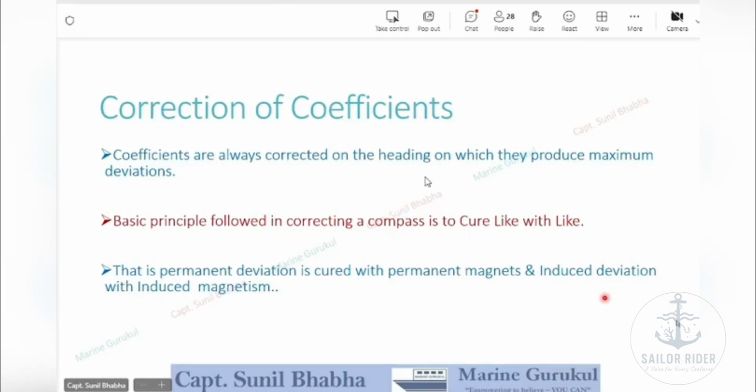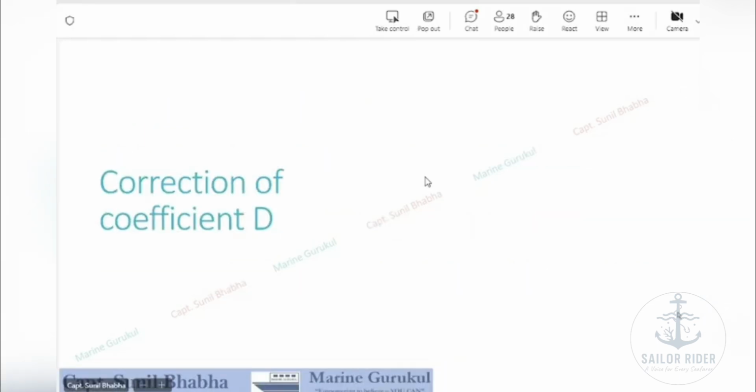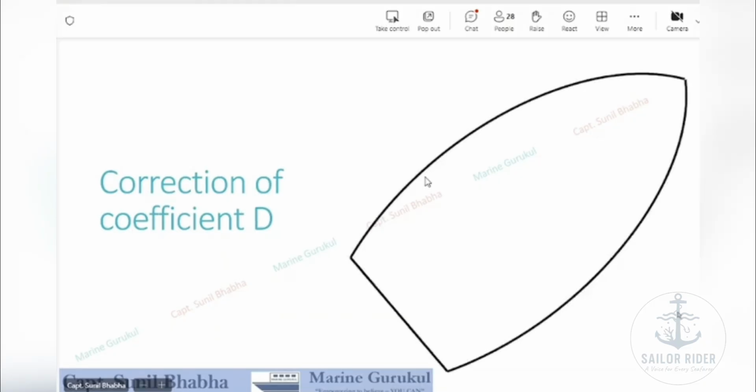Moving ahead now. Let's now try to understand the coefficient D correction offered by the soft iron spheres. So let's have the ship in our diagram. You see the ship heading on a northeasterly direction. So why is the ship heading in the northeasterly direction? That's because all the coefficients are corrected on the heading where they are the strongest. So we know coefficient D is the strongest on intercardinal headings. That's why we have chosen an intercardinal heading, and that is northeast.